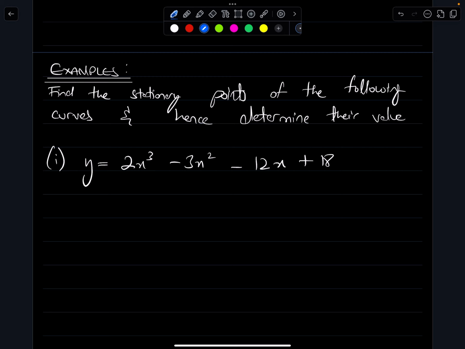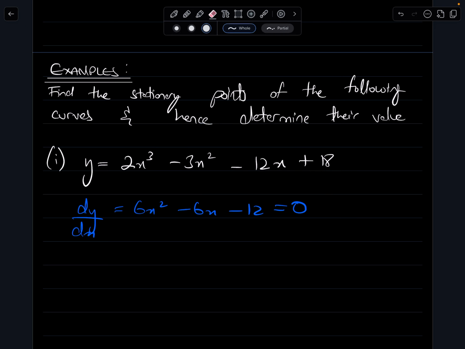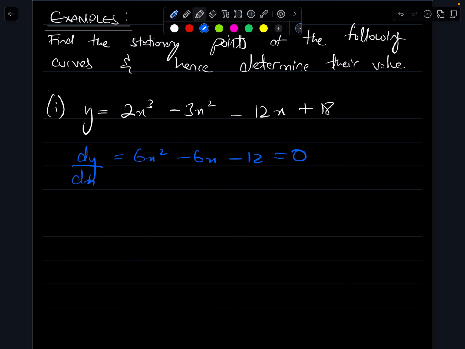Alright, so a few more examples. We start by finding the stationary point of this trinomial. So the differential looks something like 6x squared minus 6x minus 12 equals 0. Since this is a turning point, this is a very important part. I'll highlight this too.